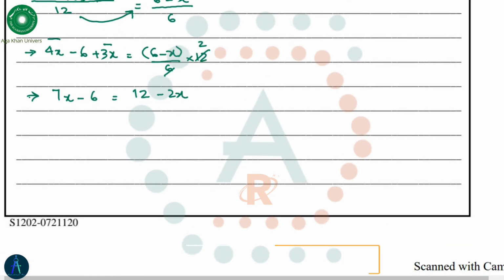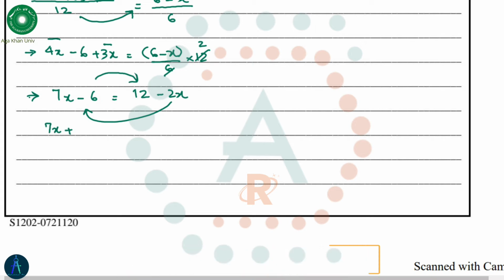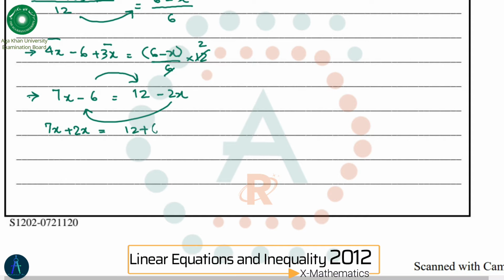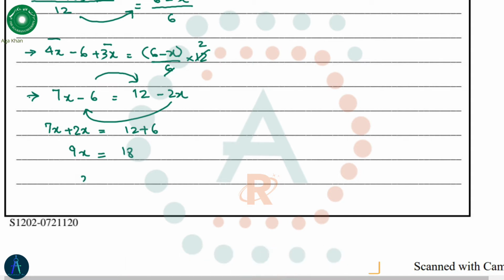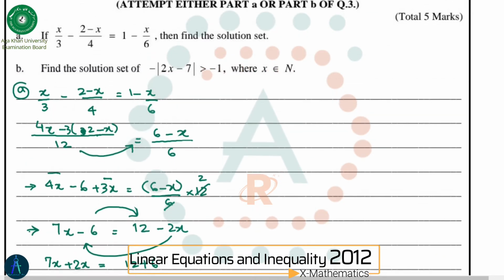Then, solving further, we shift 2x to this side and shift 6 to the right side. So 7x plus 2x will be equal to 12 plus 6, and 9x will be equal to 18. So in this way x will become 2. This is the solution of our linear equation in part A.